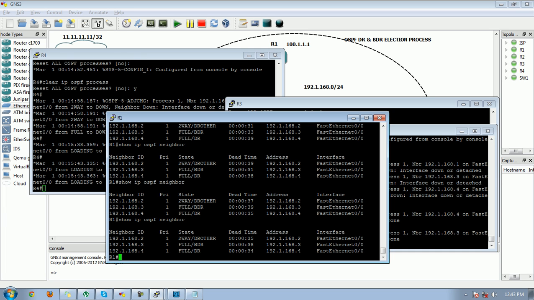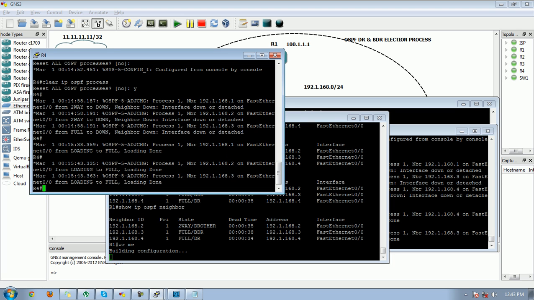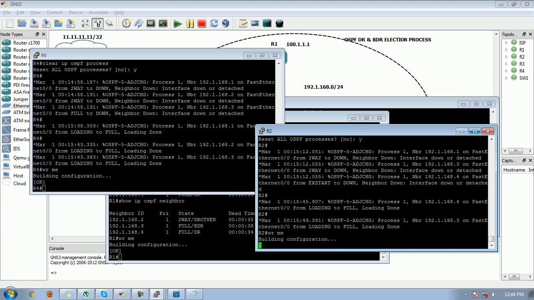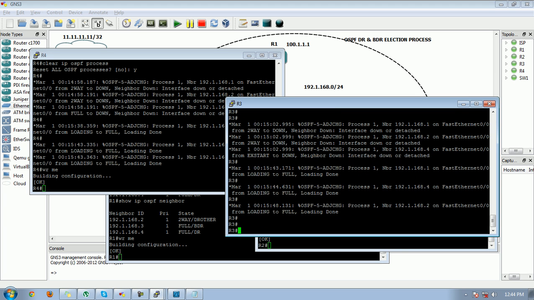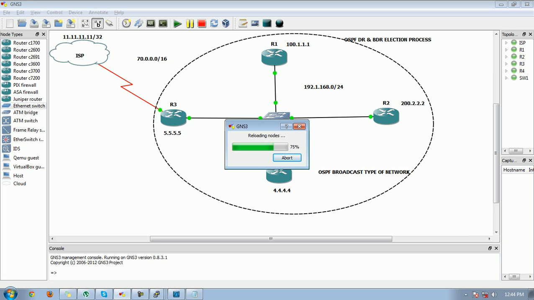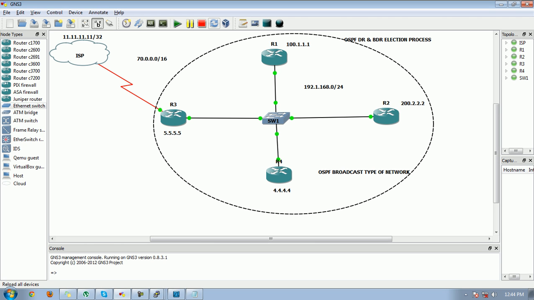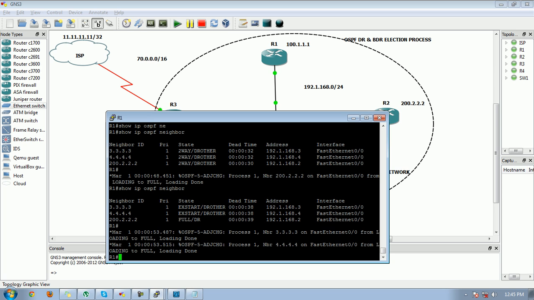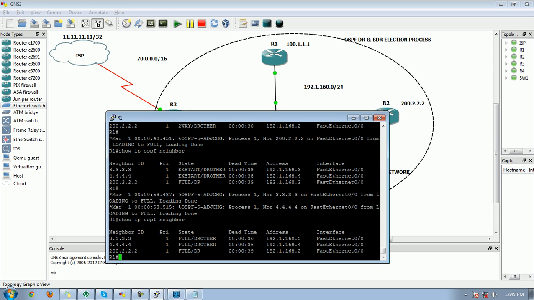Okay, what I'll do, I'll write it, save the configurations, and give a reload. Let's check. I'm giving a reload command. Let the device reload. Did you see that? Now it's purple.